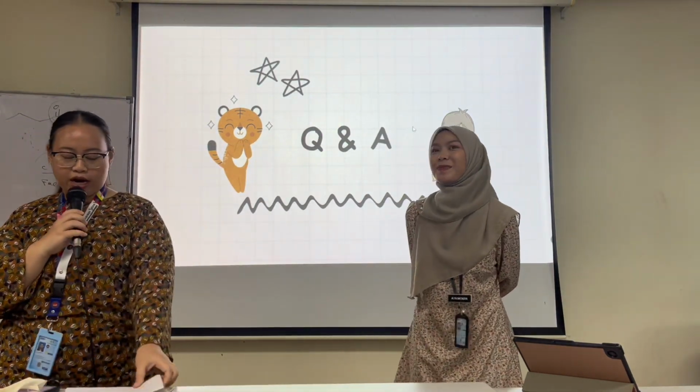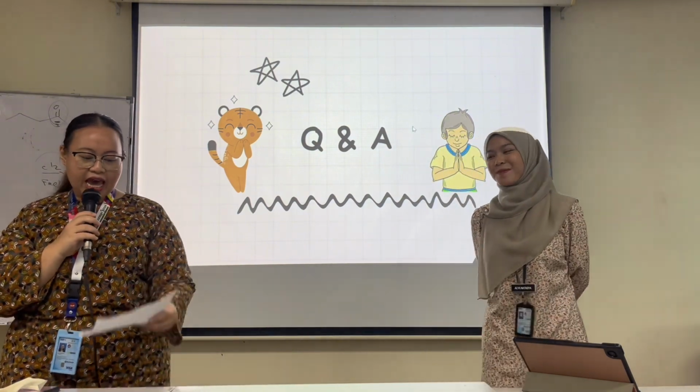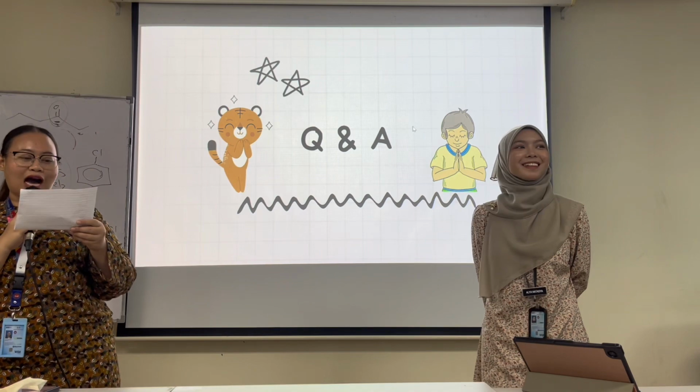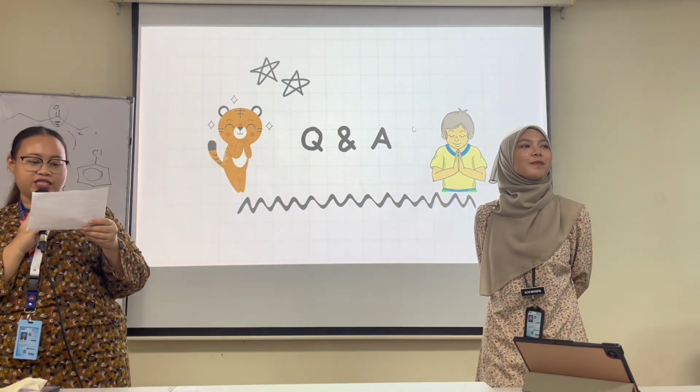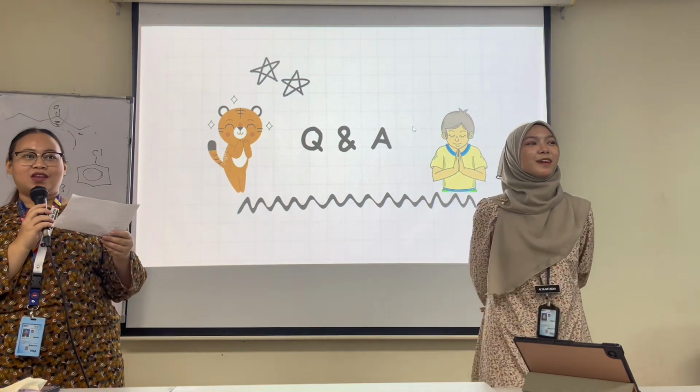For the second one, in deviance and marginalization, who are those other conflict theories? Give me any 3 of the theories' names. Okay, come.